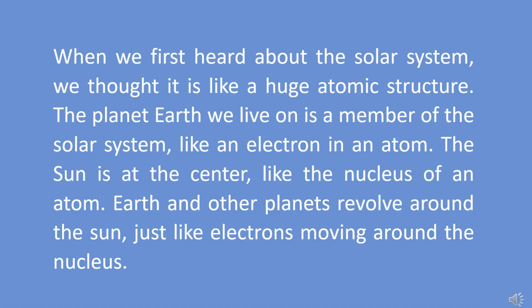When we first heard about the solar system, we thought it looked like a huge atomic structure. The Earth we live on is a member of the solar system, like an electron in an atom. The Sun is at the center, like the nucleus of an atom, and the Earth and other planets revolve around the Sun, just like electrons moving around the nucleus.